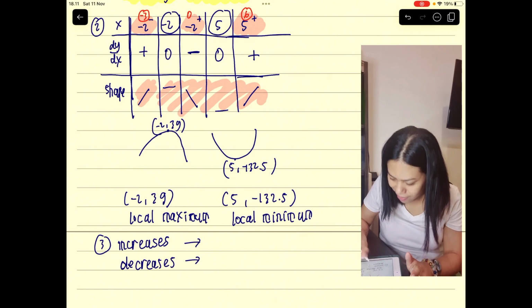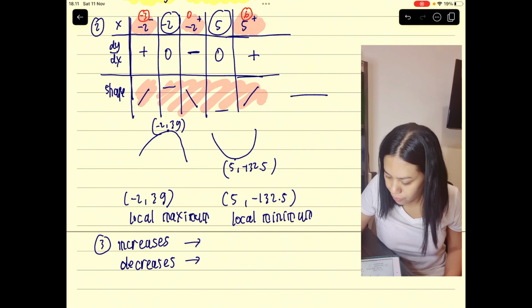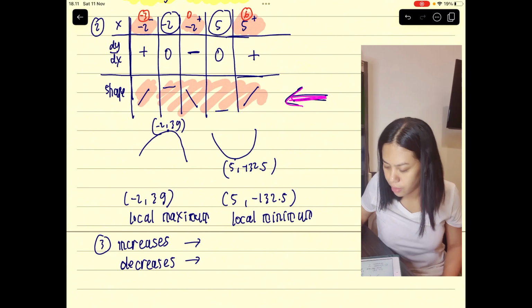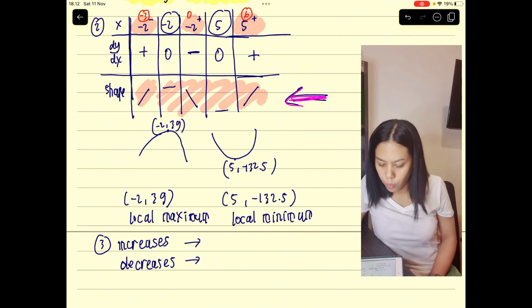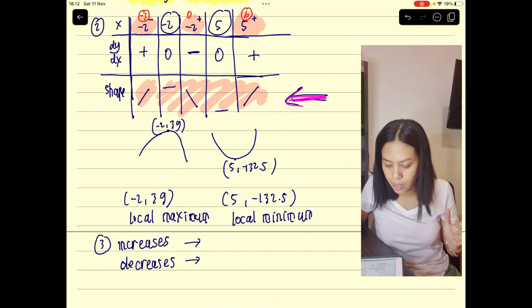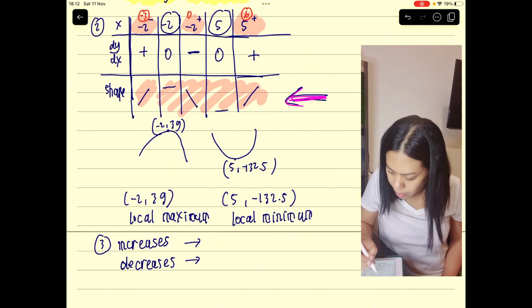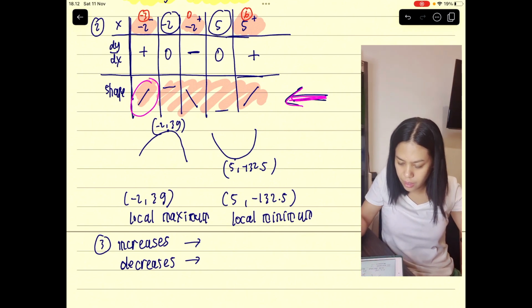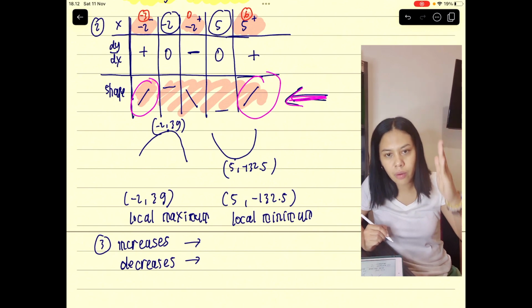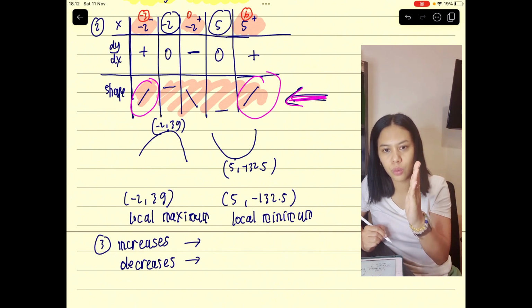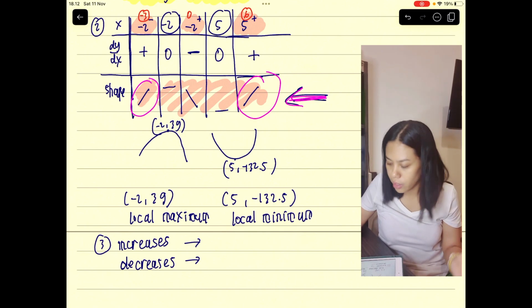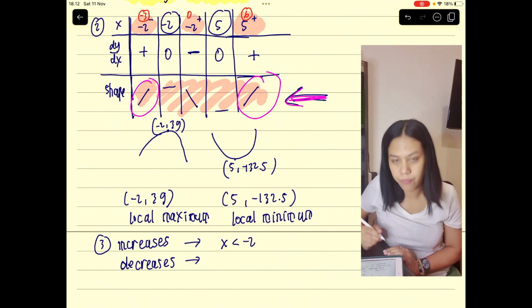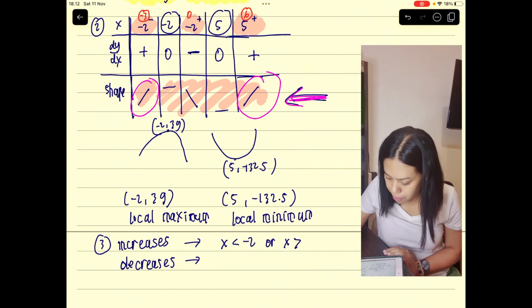Sorry, my writing is not good. So let's have a look at this. Can you guys see the arrow that I just made? I'm going to highlight this with pink. See this pink arrow? We're going to look at the intervals. When does it increase? It increases here, to the left of -2. So it increases before -2 and then after 5. That's what we're going to write: it increases at x smaller than -2 or at x bigger than 5.